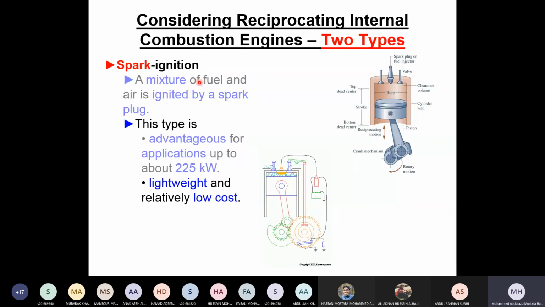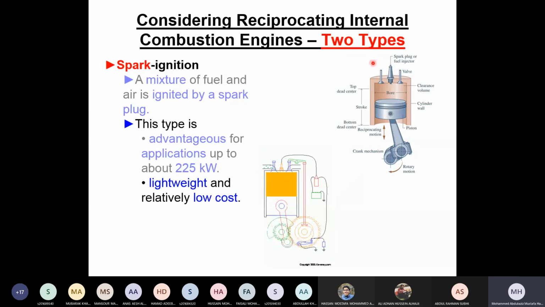Spark ignition engine. What does this term mean? In terms of English, how do you explain that? It is the engine in which the ignition is done by spark. This is just an English expression. So when you say spark ignition engine, it means the engine in which the ignition is by spark.